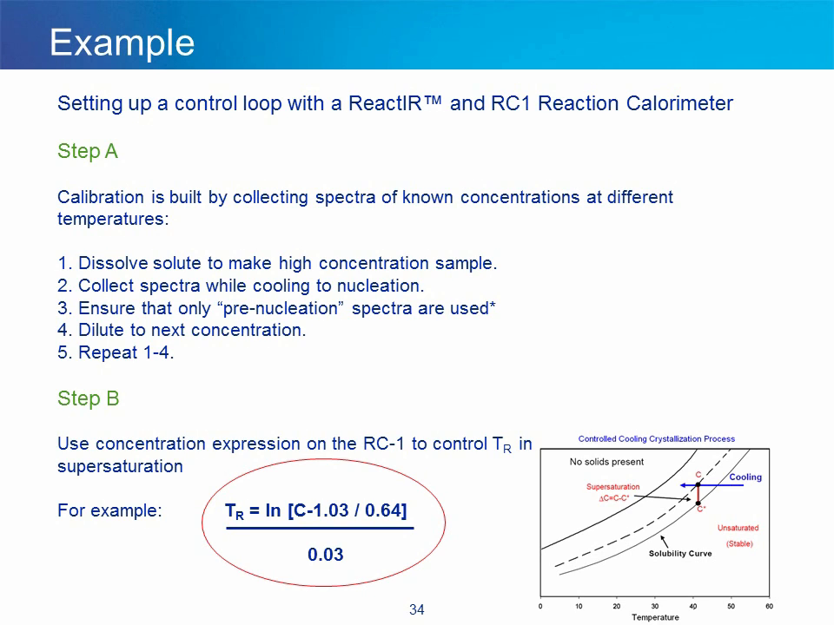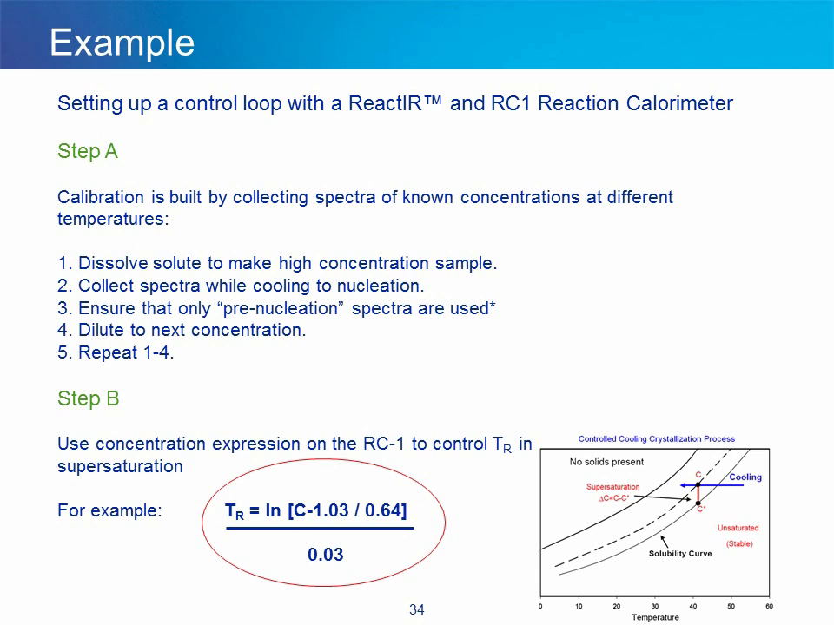Step A. A calibration is built by collecting spectra of known concentrations at different temperatures. We do this by first dissolving a solute to make a high concentration sample. We collect spectra while cooling to nucleation. We ensure that only the pre-nucleation spectra are used in the calibration because these are the spectra where we know the concentration. Then we dilute to the next concentration, and we repeat steps 1 through 4, perhaps 2 to 3 times.